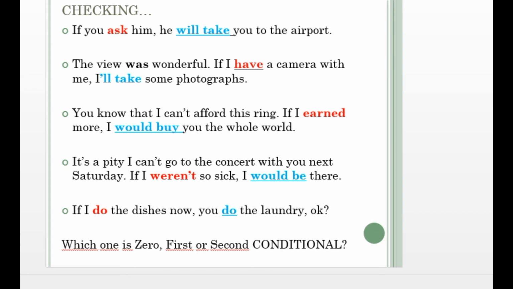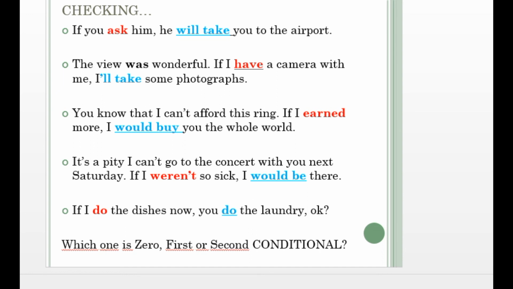The view was wonderful. If I have a camera with me, I'll take some photographs. Here we have if plus the verb in the present, in the main sentence will plus infinitive of the verb, right? You know that I can't afford this ring. If I earned more, here we are using if plus the verb in the past, so I complete by using in the main sentence would plus infinitive. I would buy you the whole world, right?